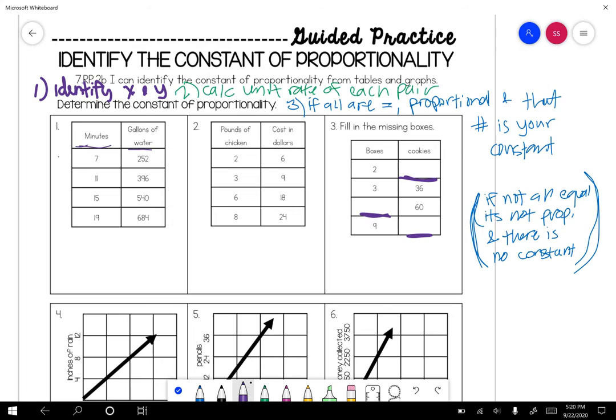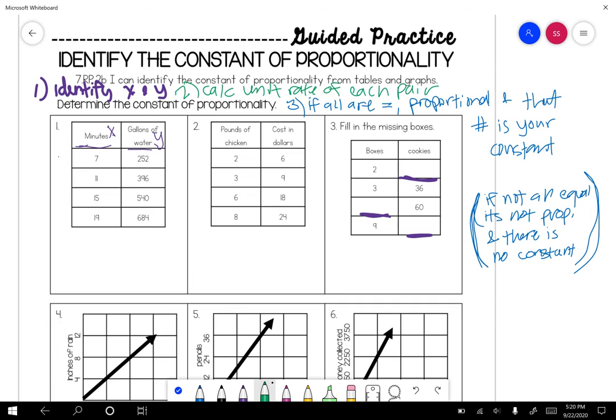Now, you may be thinking, well, just give me the answer. But hopefully you thought about it. In this case, gallons of water would depend on minutes. Usually if time is involved, time will almost always be your independent variable. Almost always. Not 100% of the time, but almost always. Okay. All right, step 2, calculate the unit rate for each pair.